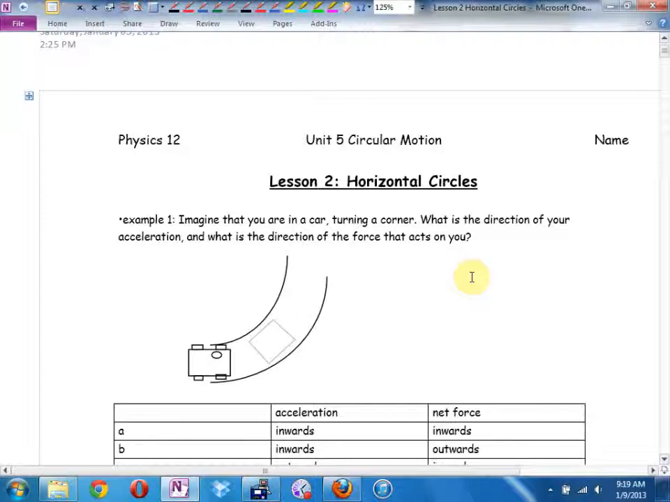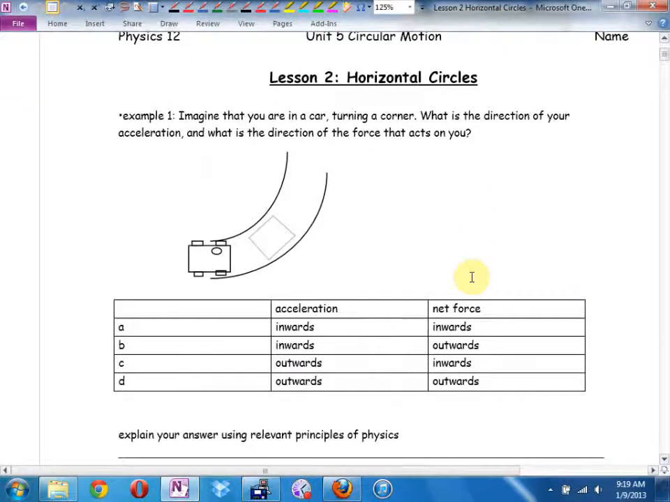So let's follow along. Imagine you're in a car turning a corner. What's the direction of your acceleration, and what's the direction of the force that acts on you? Hopefully after last day's lesson now, we can answer this. If you're turning a corner, what path are you tracing out? What shape begins with the letter C? A circle. If you're traveling in a circle, always, what direction is your acceleration? What did we say last day?